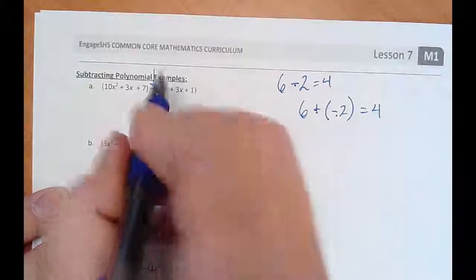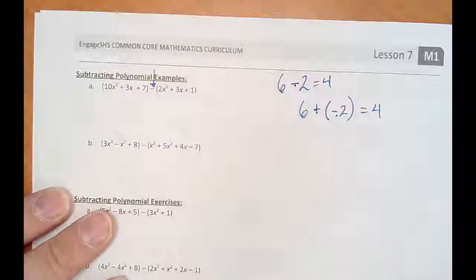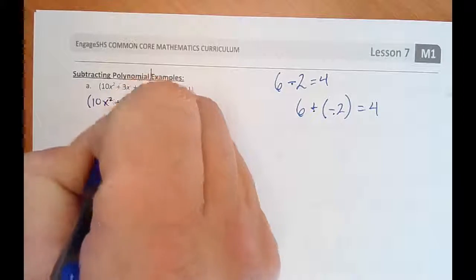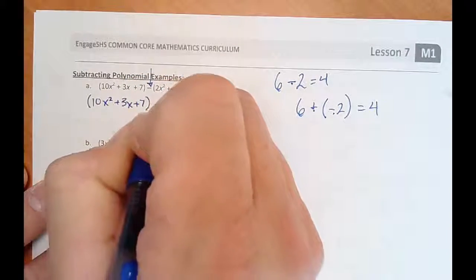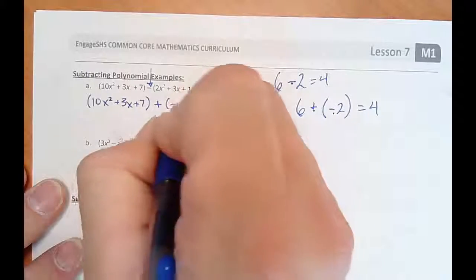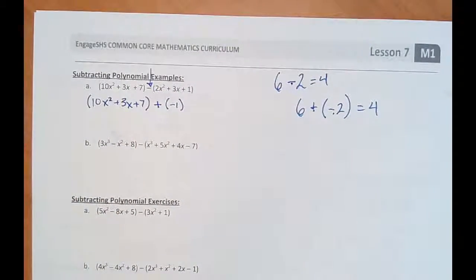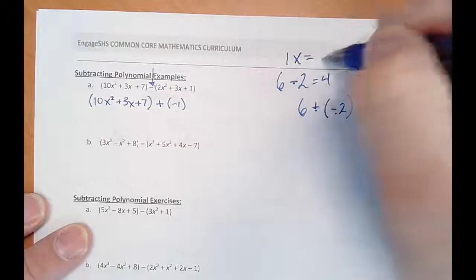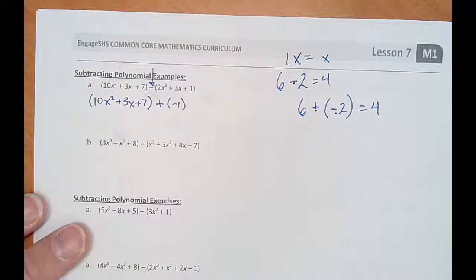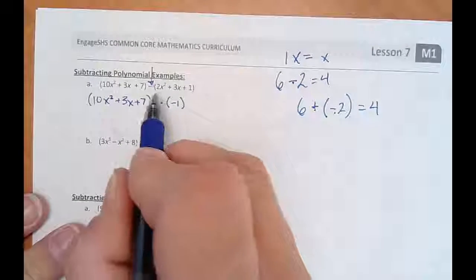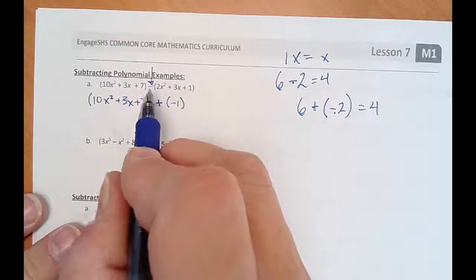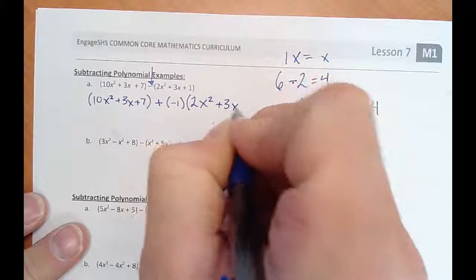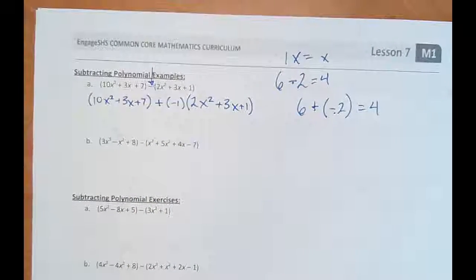So when I see a subtraction symbol, I can remember that it is really adding the negative of a number. And in this problem, where I have a subtraction right there, I can rewrite this whole thing: 10x squared plus 3x plus 7 plus negative 1. There's technically a coefficient of 1 right here, but 1x is the same as just writing x, so we don't typically put a 1 in front of that pair of parentheses. 2x squared plus 3x plus 1, writing that completes the expression.